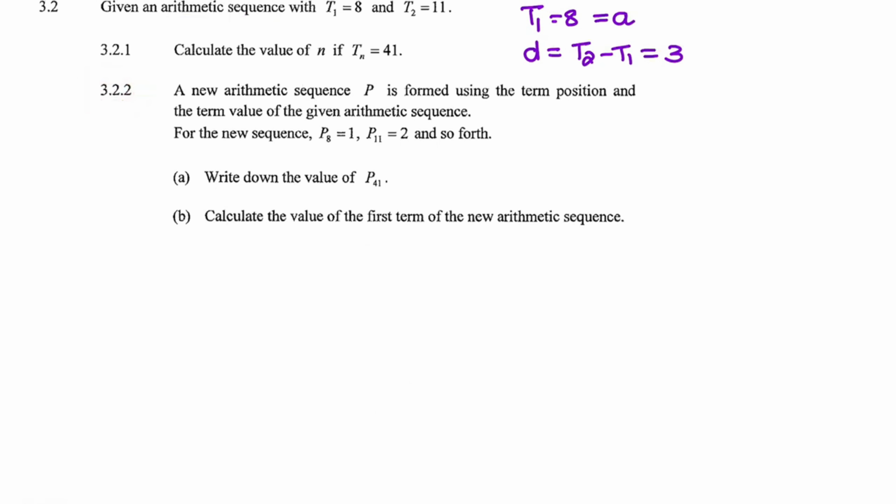3.2.2. A new arithmetic sequence P is formed using the term position and term value of the given arithmetic sequence. For the new sequence, P8 is equal to 1 and P11 is equal to 2, and so forth. Write down the value of P41. So in the previous question, we found that term 12 is equal to 41. So what I simply need to do is swap these two numbers. So P41 would be equal to 12.